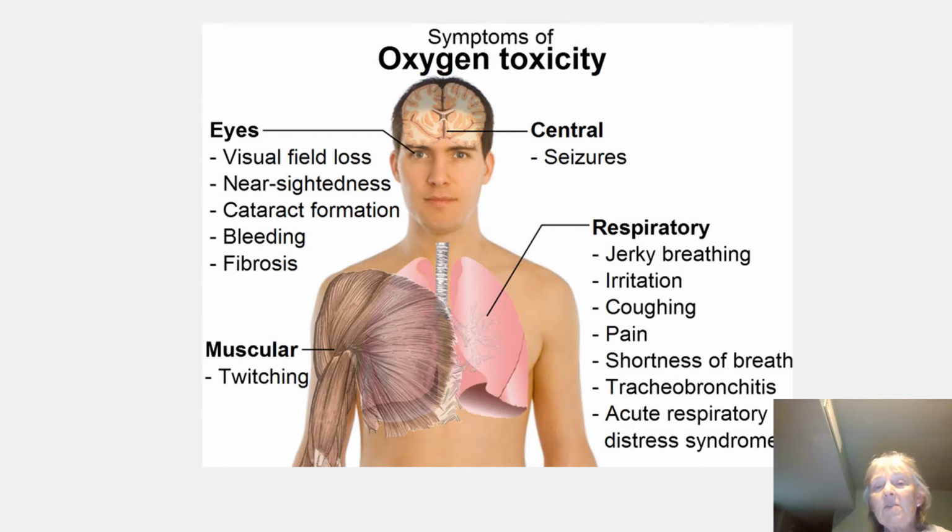So what are some symptoms of oxygen toxicity? They occur with 2 systems. One is the central nervous system. The second one is your pulmonary system. In the central nervous system, you can see here, we have problems with the eyes, bleeding, fibrosis, muscular twitching, and seizures. Respiratory, we have normally dry cough, substernal chest pain. There's a shortness of breath, tracheal bronchitis, and if this continues, this can lead into ARDS at that particular point.